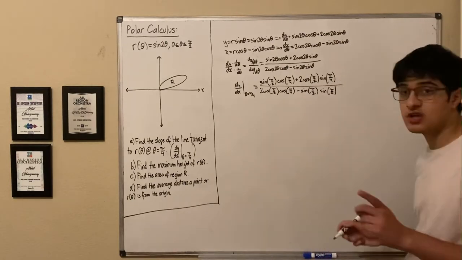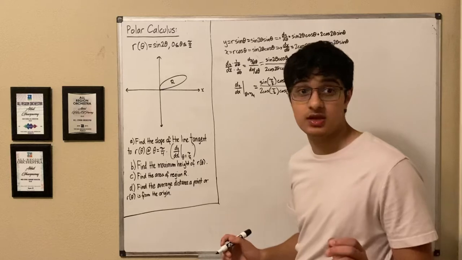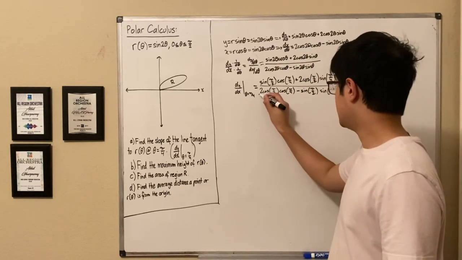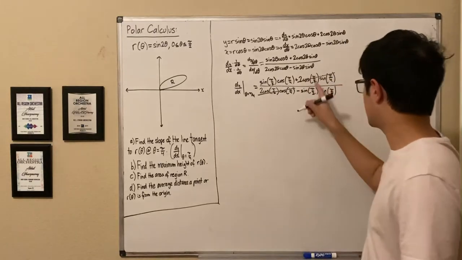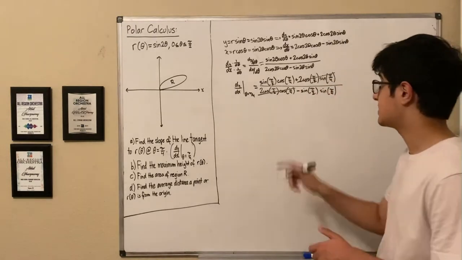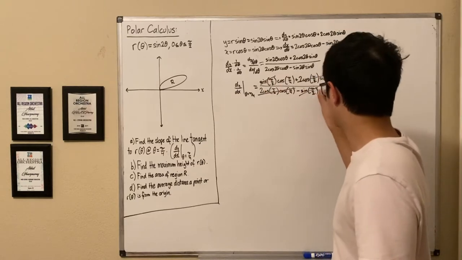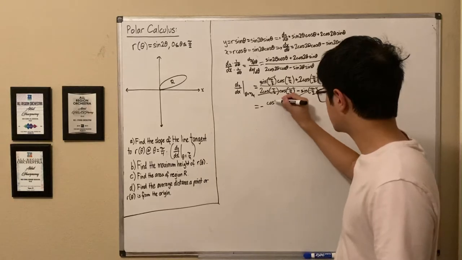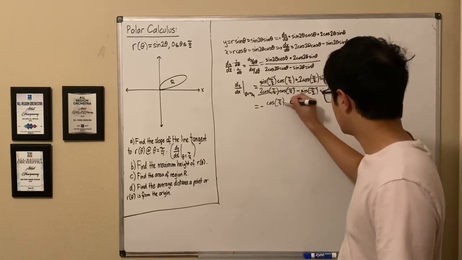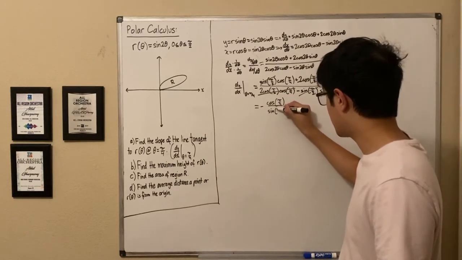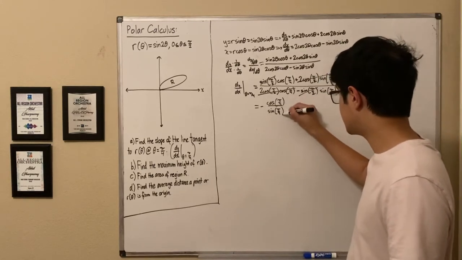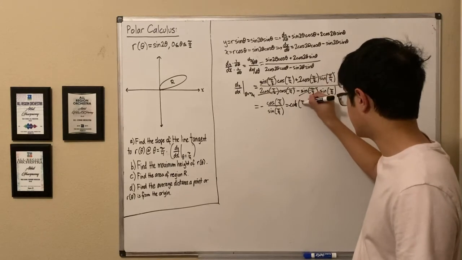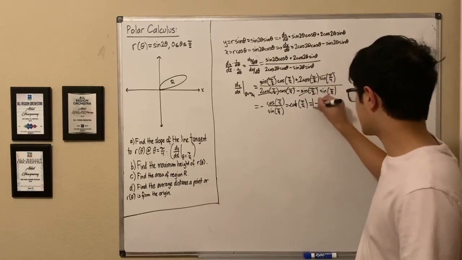So we can do a little bit of cancellation, because if you notice, cosine pi over 2 is 0, so this is going to cancel and this is going to cancel. And sine of pi over 2 is 1, so we can get rid of this and this. And if you notice, we are left with negative cosine pi over 4 over sine pi over 4. And we know that this is negative cotangent pi over 4, and we just get negative 1.